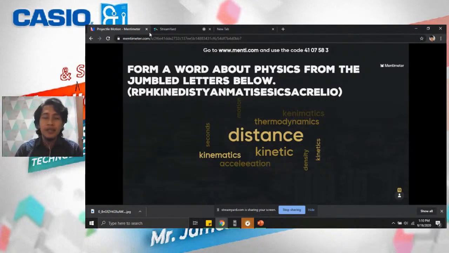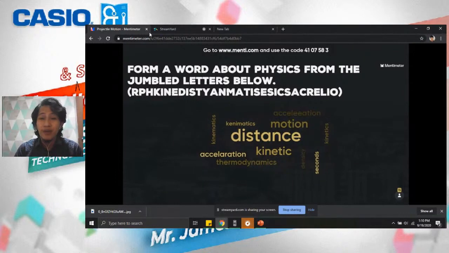So, kung mapapansin din natin, yung topic natin is compare sa math sessions natin, medyo dugtong-dugtong sila. So, ang topic ko ngayon ay projectile motion. So, more likely, ang dilemma natin ay yung prerequisite topic natin na kinematics, like you have mentioned here. Okay? Sige po.